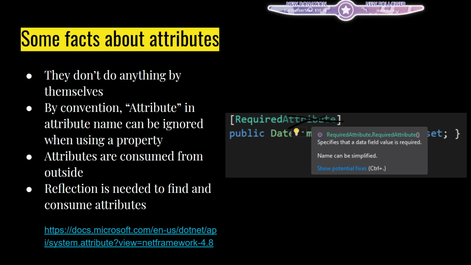Next, attributes will always be consumed from the outside. They won't do anything by themselves. And if you do need to consume attributes, you'll need to apply some sort of reflection. And about that, we'll talk in the second half of this lesson. In the link below, there is a list of all attributes in the .NET framework, and there are hundreds of them, but only a few are actually needed.